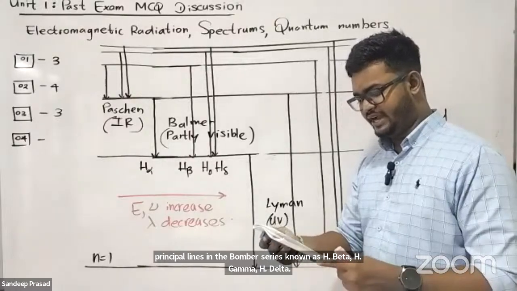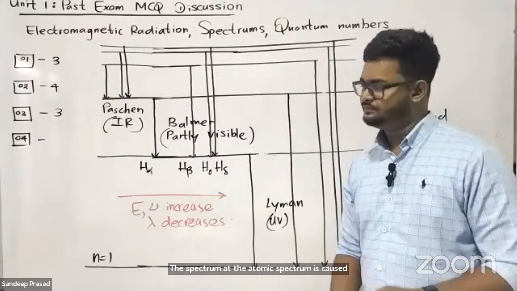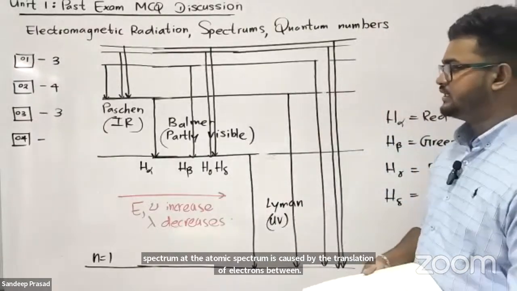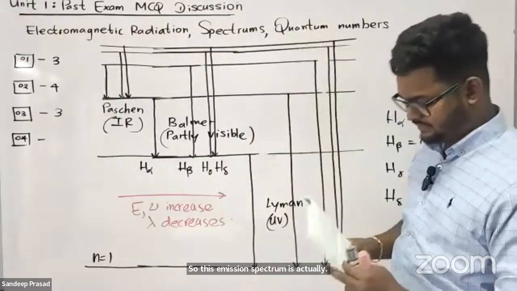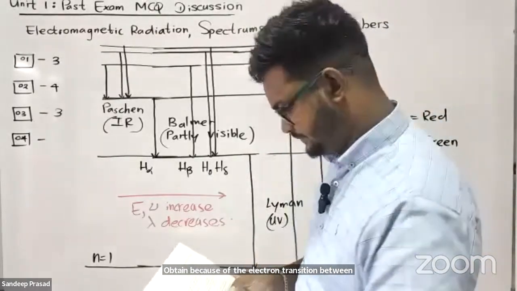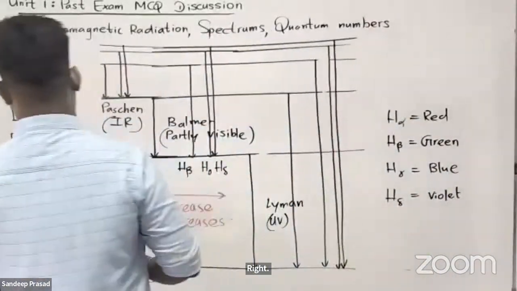The atomic spectrum is caused by the transition of electrons between energy levels. So this emission spectrum is actually obtained because of the electron transition between the energy levels, right? So question number 4, answer is number 1.